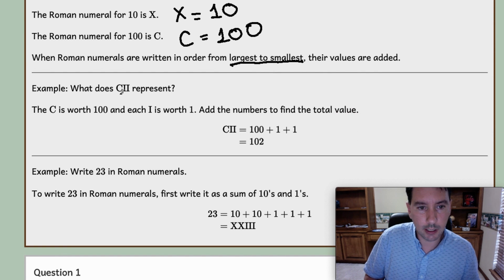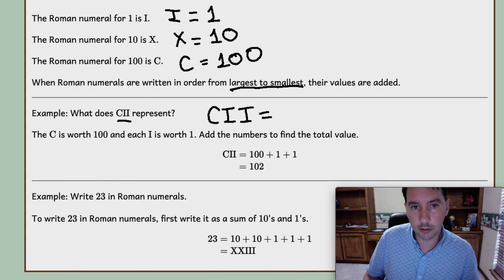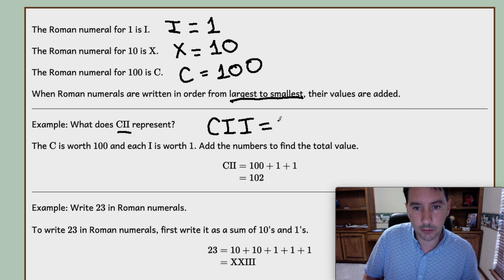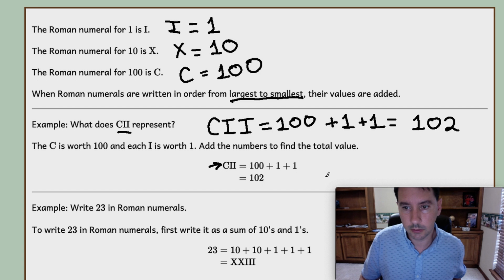What does CII represent? CII is equal to, let's scroll back up a little bit. C is 100, so that's a 100, plus I is worth 1, so plus 1, and then another I, which is worth another 1. So 100 plus 1 plus 1, which is what we have written right here. CII means 100 plus 1 plus 1, and that equals 102. So in other words, CII represents 102.